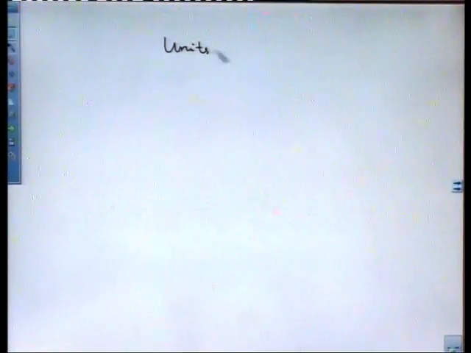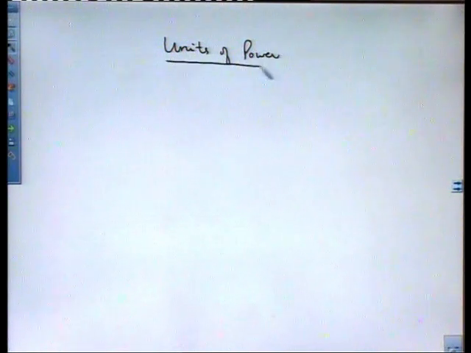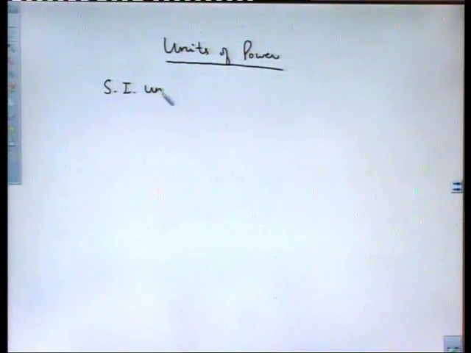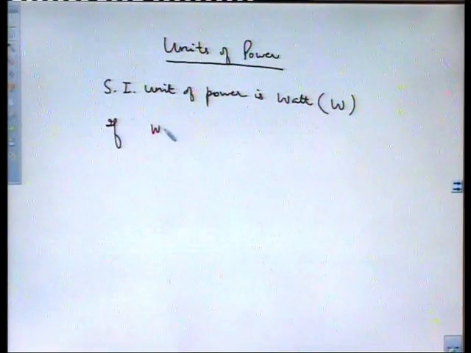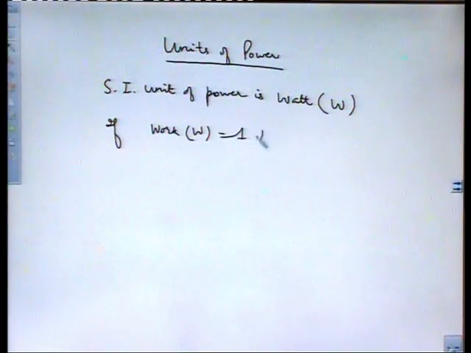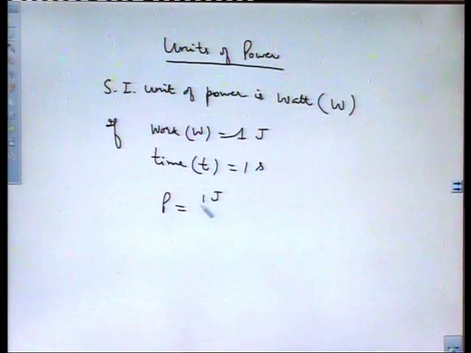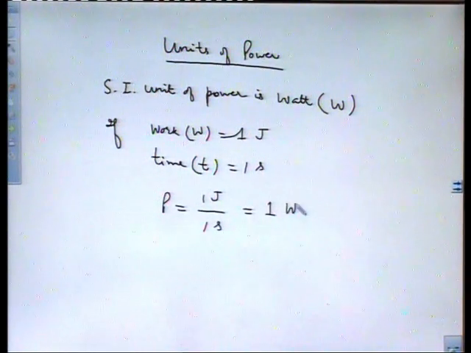What are the units of power? The SI unit of power is watt, written as W. If work is equal to 1 joule, time is 1 second, then power is equal to 1 joule over 1 second. This is called 1 watt. Whenever a body is doing work at the rate of 1 joule per second, we say that its power is equal to 1 watt. So depending upon how much work it is doing in how much time, by using the formula work over time, we can calculate the power in watt.